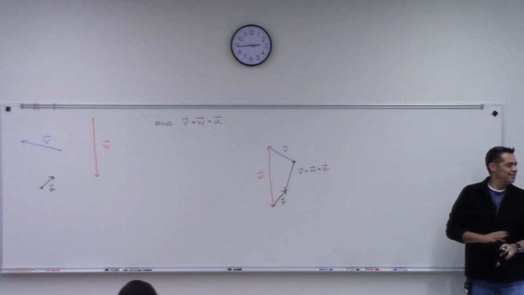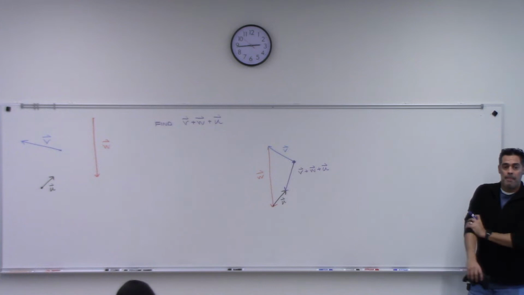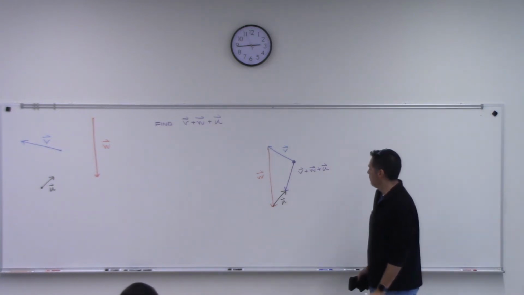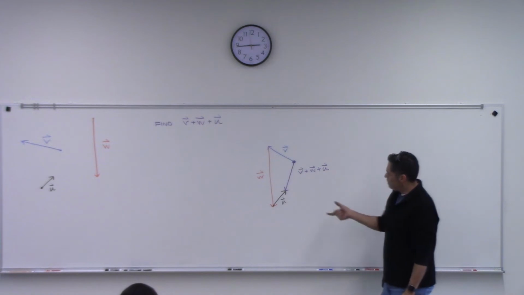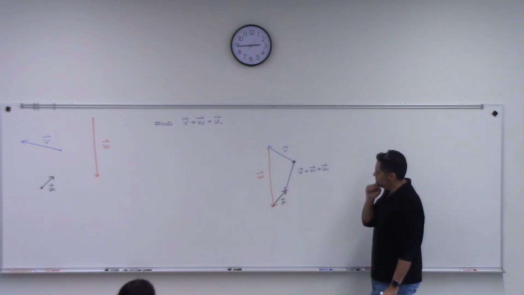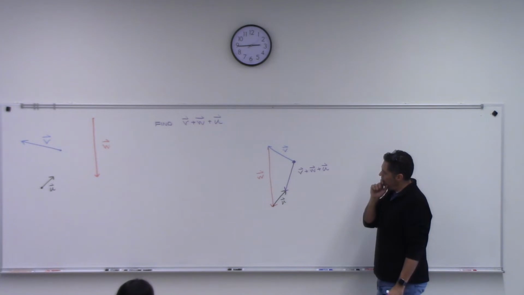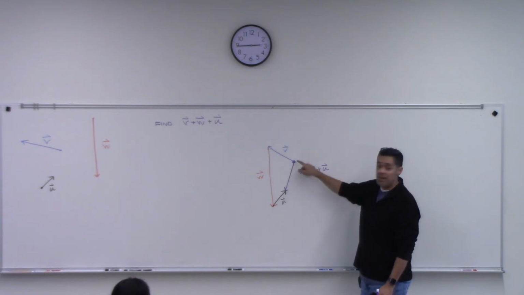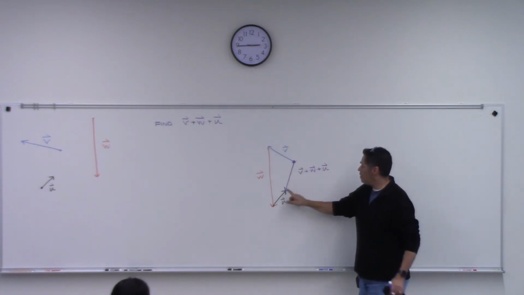Okay? Yes? So why would it be tip of U to tail of V? Wait, no. I don't know if I'm saying this right. Okay, why would it be that way and not the other way? Like the vector we got? Oh, why would it not go from here to here? Good question. Is that what you're saying? Why doesn't it go from here to here?